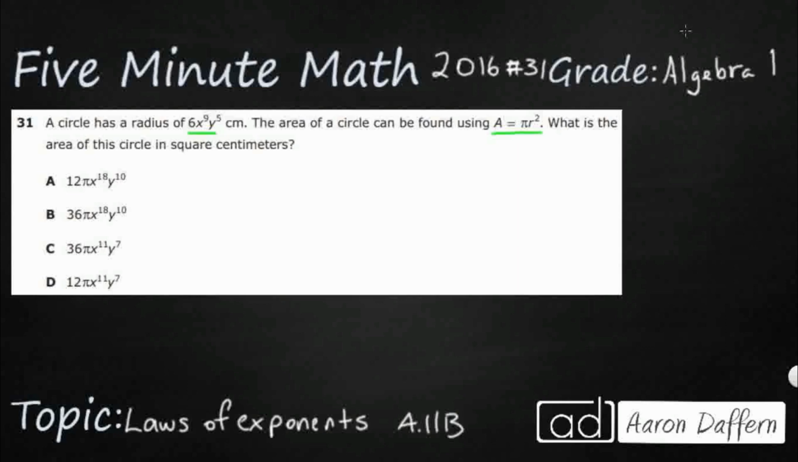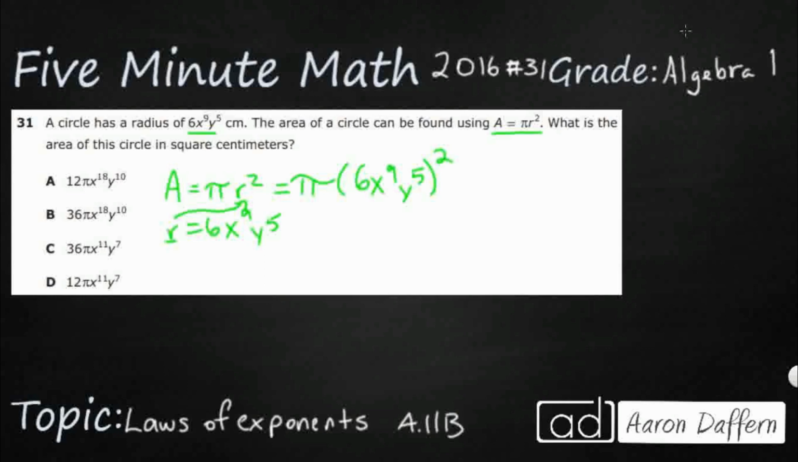So A equals pi r squared. This is the radius. The radius equals 6 x to the 9th, y to the 5th. Okay, so I'm simply going to substitute in this right here. So pi, and then I've got this 6 x to the 9th, y to the 5th, squared. Right, so I just substituted this r in for that r squared. But this gets us into the laws of exponents. So we need to keep this one in mind.